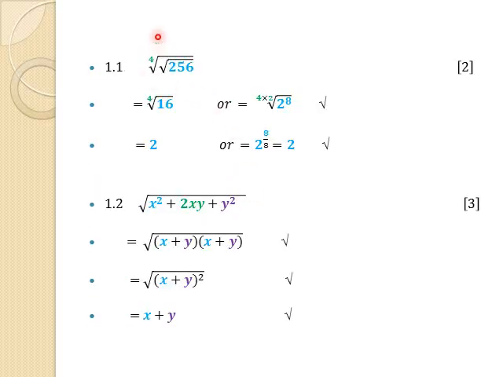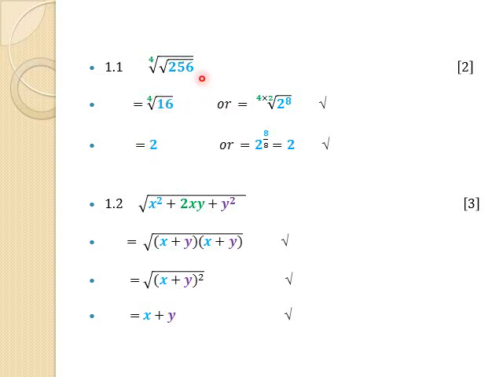Right, so 1.1, we're simplifying. I have the fourth root of the square root of 256. Now there's two ways to solve it. You can say the square root of 256 gives me 16. And the fourth root of 16, remember 16 is 2 to the power 4, so the fourth root of 16 would simply give me 2.